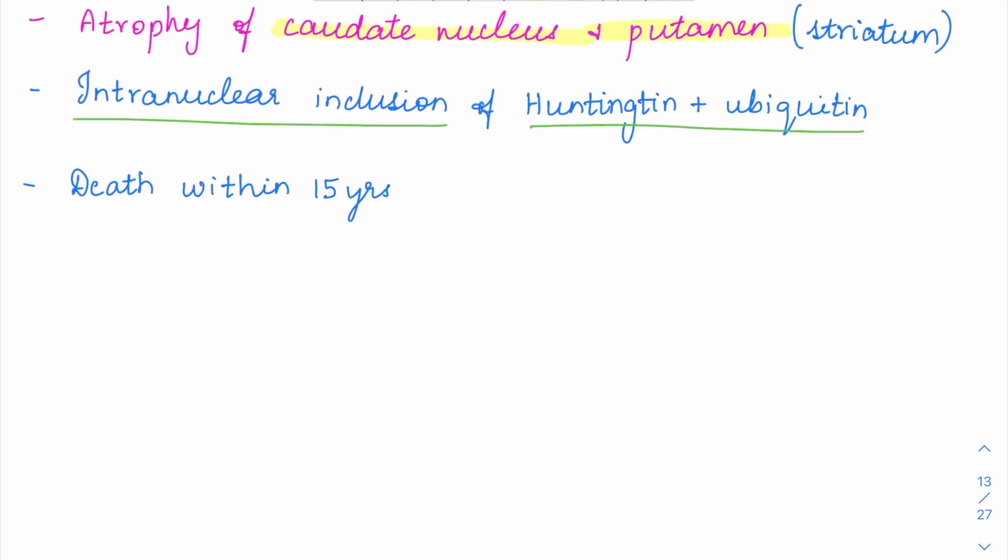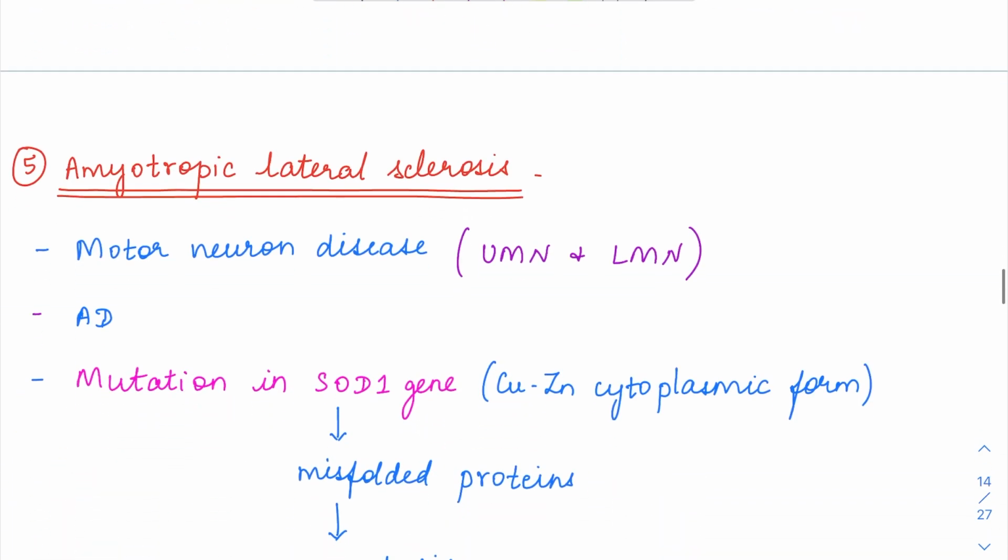And here also you can have intranuclear inclusions composed of this Huntington and ubiquitin protein. So the inclusion here will be intranuclear. Usually the patients die within 15 years.